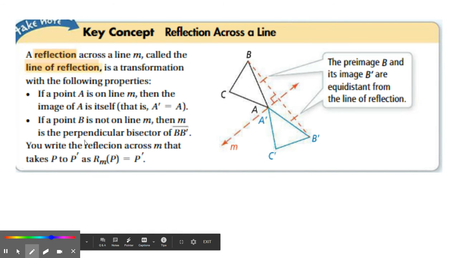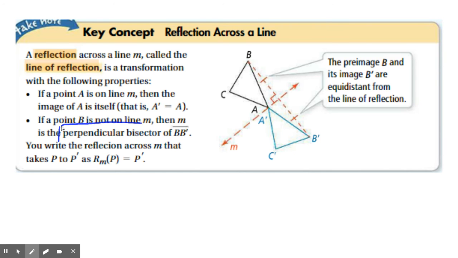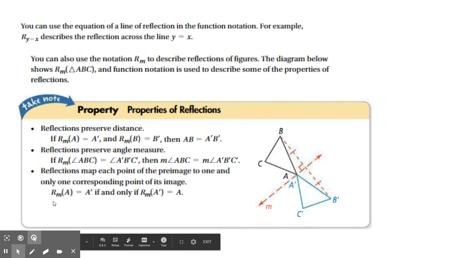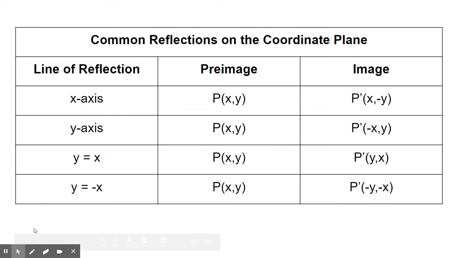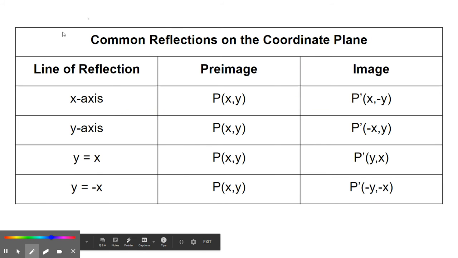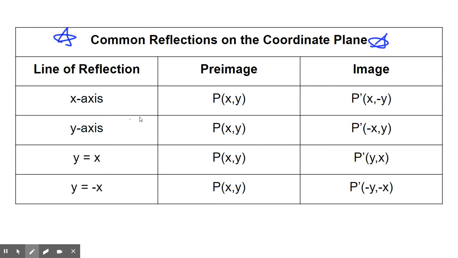For a reflection, remember that if you're going across a line, this line is the perpendicular bisector between the pre-image and the image, right? Perpendicular bisector. Again, it's a rigid motion, so your figures should stay congruent, pre-image to image. And then here are your rules. These are your common reflection rules. You might want to try to memorize them if you can. It just might be easier.